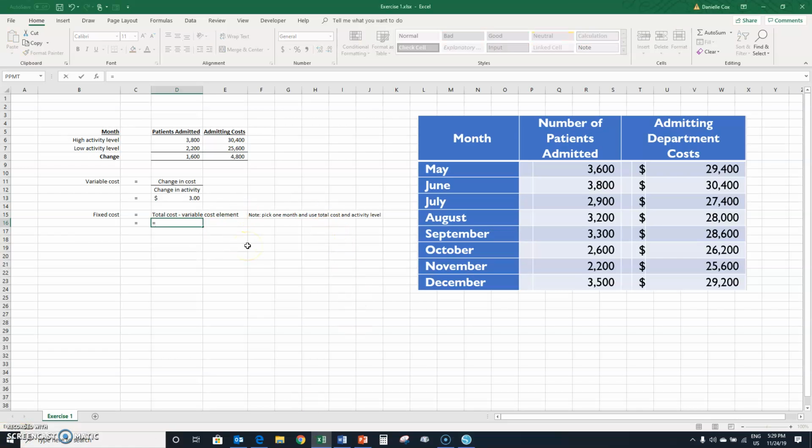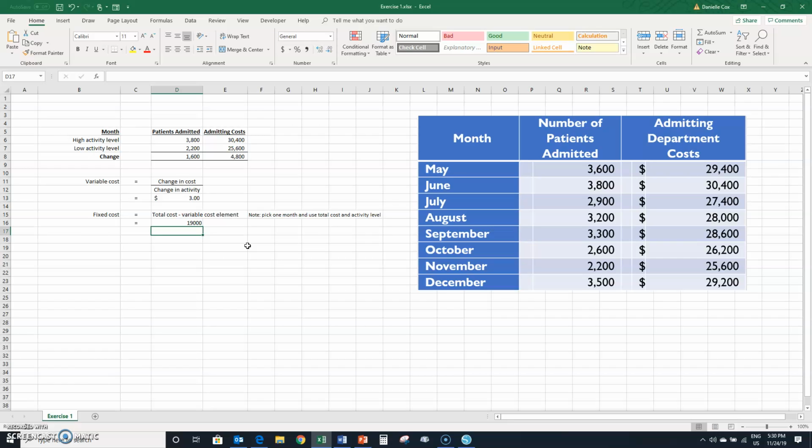Total cost for June was $30,400. The variable cost element is the variable cost per unit multiplied by the number of units. The variable cost per unit, as we just calculated, is $3 multiplied by the number of units for June, which is 3,800, making fixed cost equal to $19,000.